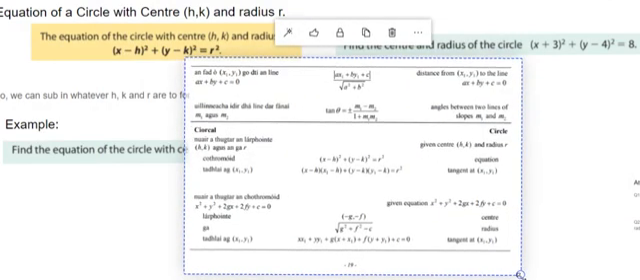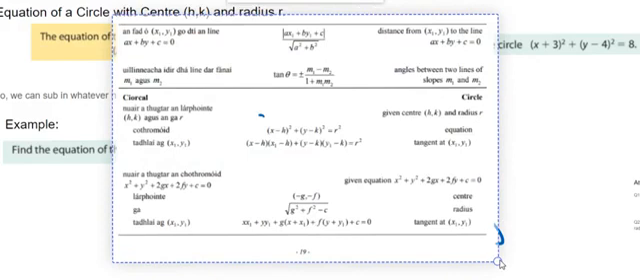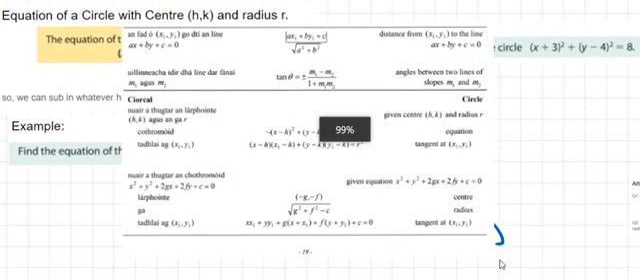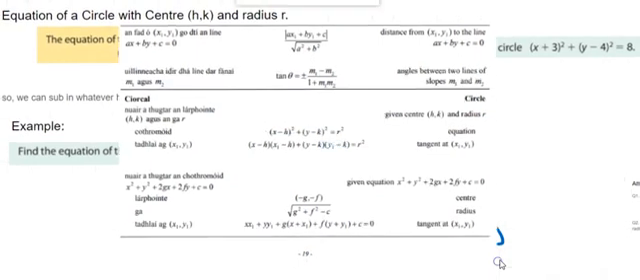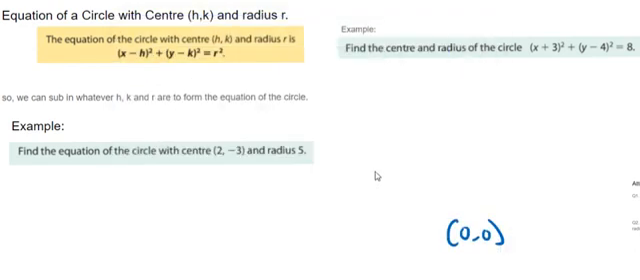So if you look at your log tables on page 19 this time, you've got an equation there: x minus h squared plus y minus k squared equals r squared. There's a little section there with circles. These are all the formulae for circles that you need. So x minus h squared plus y minus k squared equals r squared is the equation that we're using for this topic.